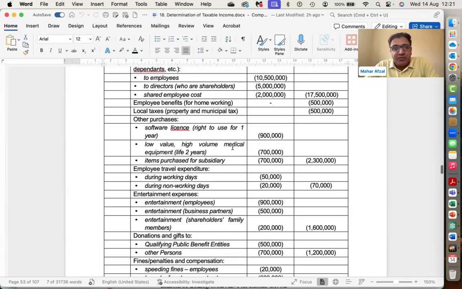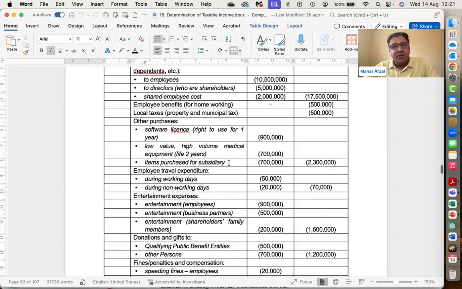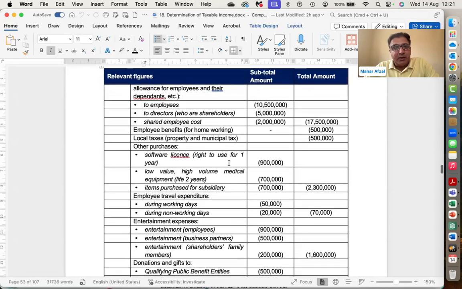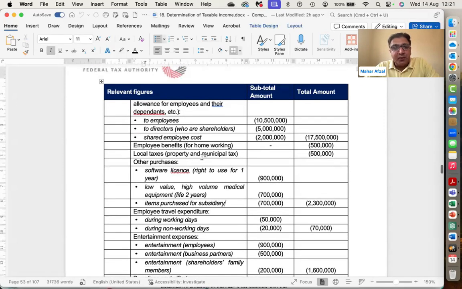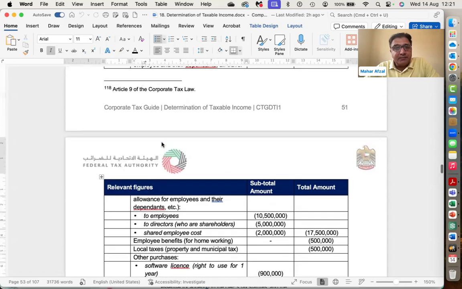Other purchases. Software for business use is fine. This is not a right to use for 1 year. Within 1 year, this is not a capital expenditure, so you can claim. Low value items, medical life 2 years. We are assuming this is a revenue nature item. We can claim 100%. Items purchased for the subsidiary, because this is not your business expense. This is a subsidiary business expense. I'm adding it back, 700,000. Local taxes, property and municipal tax related to the business you can claim. Employee benefit for home working: assuming employees are thoroughly working for the business from home, we can claim.